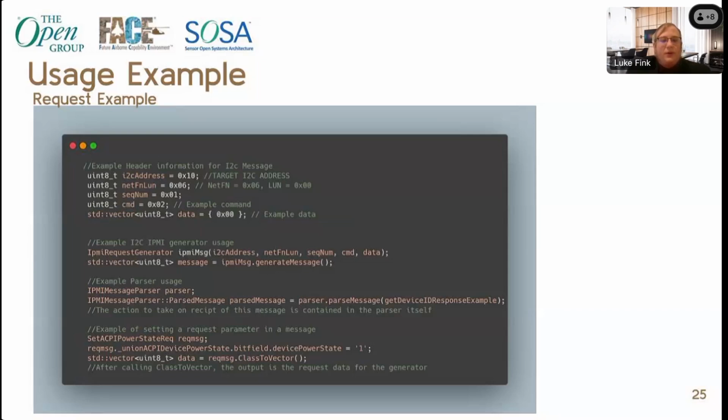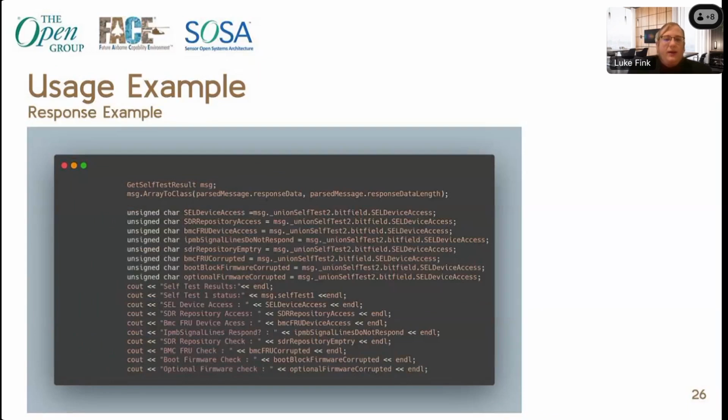And then the parser, much the same, or similar anyway. This is just showing that you can break out the response. So this one is for self-test result, showing that you can pull out everything that you get in the response itself and use it in a software manner rather than raw hexadecimal.